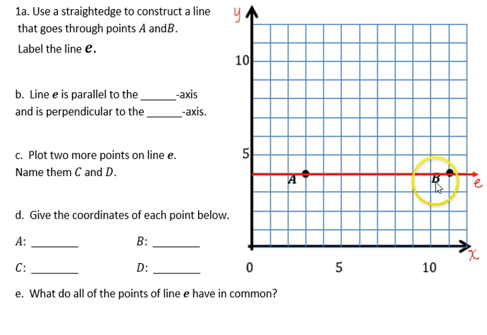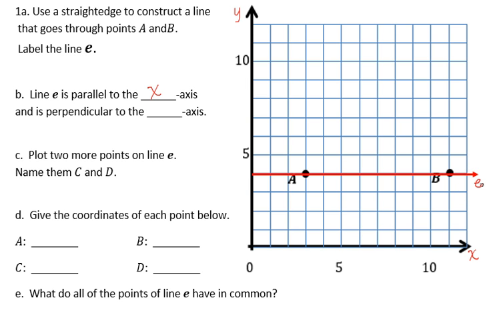By being parallel to the x-axis, it means it runs in the same direction. The two lines will always be the same distance apart, and they will never cross each other. So you can see that line E is parallel to the x-axis.